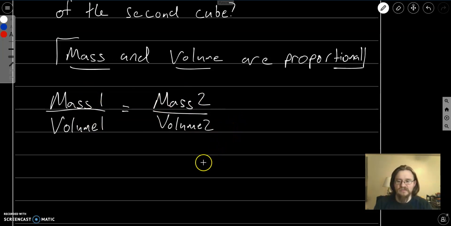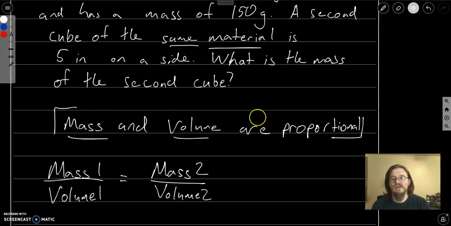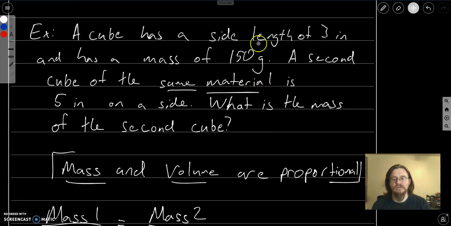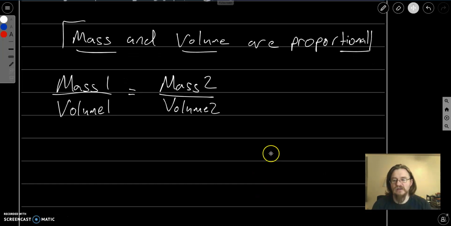A cube made of a sponge is going to have a different mass than a cube made of, say, lead. So as long as they're made of the same material, the mass and the volume should be proportional. They should have the same ratio. So we need to find the mass of the first cube. Well, that's just given to us. That's 150 grams. But the volume isn't. We're only told the side length of the cube. Luckily, we have a formula for that.